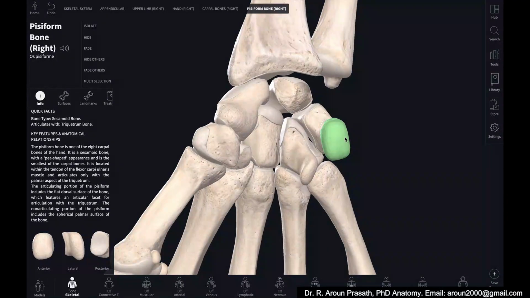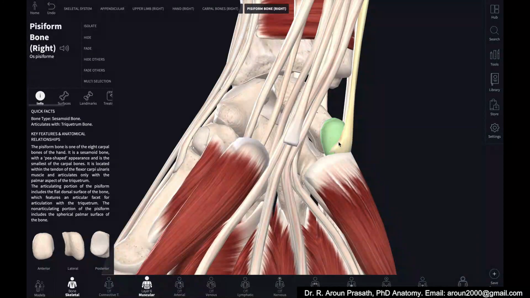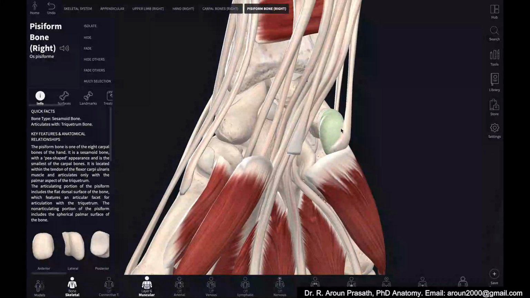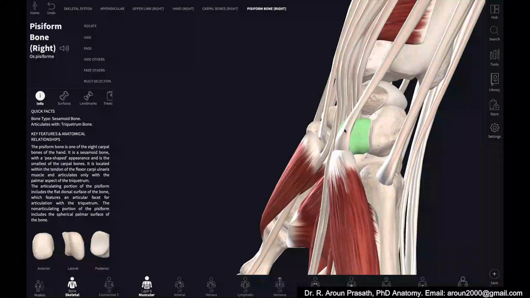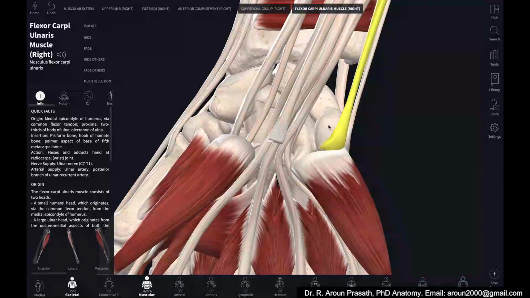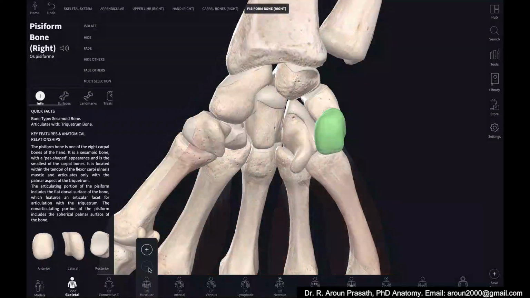This bone is enclosed in the tendon of the flexor carpi ulnaris. I will show you. Sesamoid bone means any bone that is placed inside the tendon of a muscle. So this is the flexor carpi ulnaris muscle, and this tendon is swallowing the pisiform bone, like the quadriceps muscle in the knee swallowing the patella. That's why it's an example of a sesamoid bone.